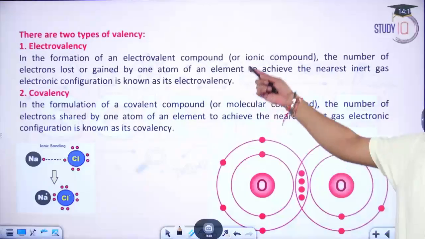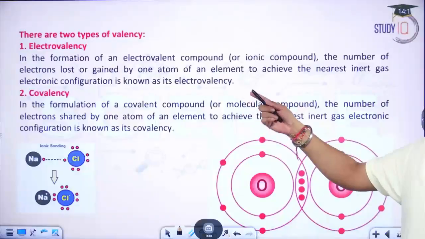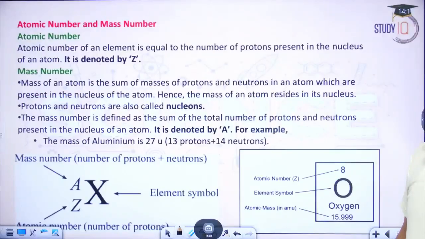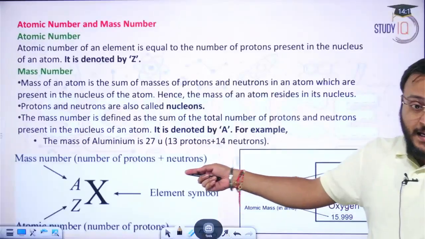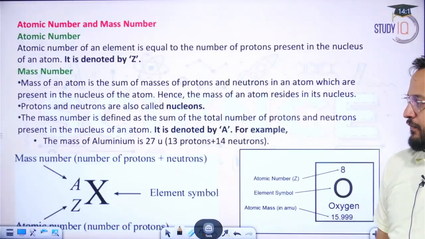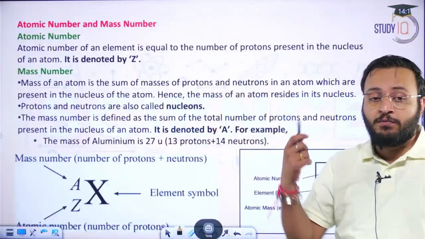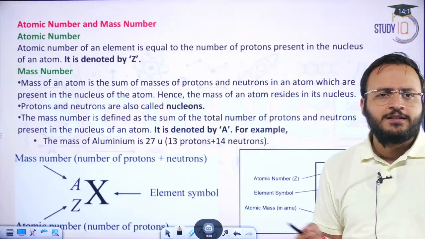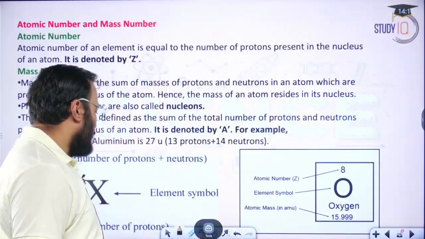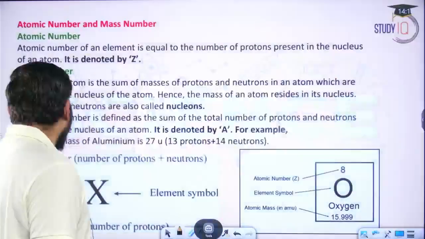Then guys, electrovalency, covalency, the types of bonds, basic bonds. Then we have the atomic number, mass number. This is again a favorite topic of all the one-day exams, where they give you questions where you have to find the number of protons, number of neutrons, such kind of things. So this is what we are going to do in today's lecture.